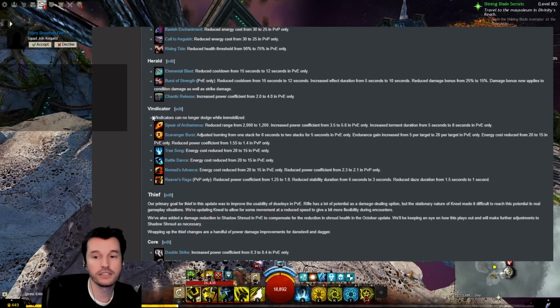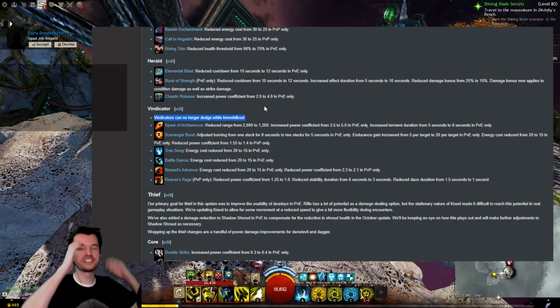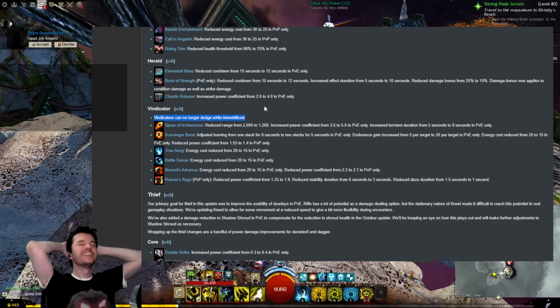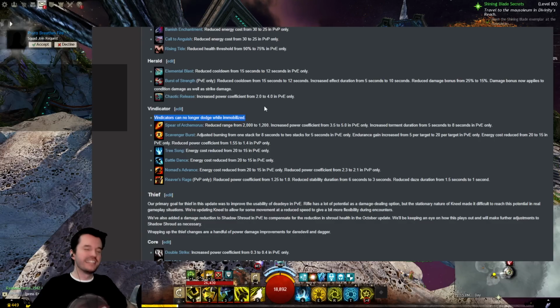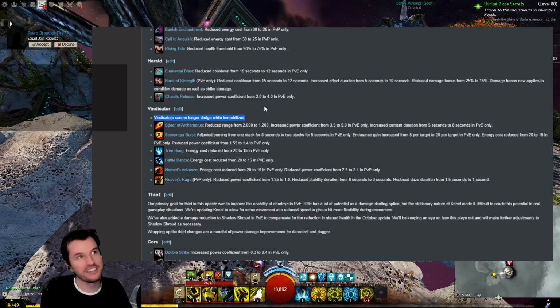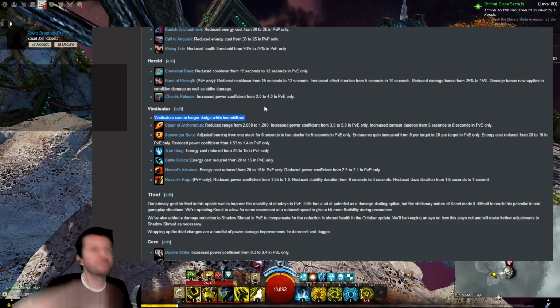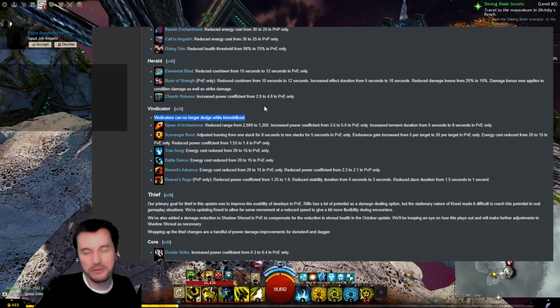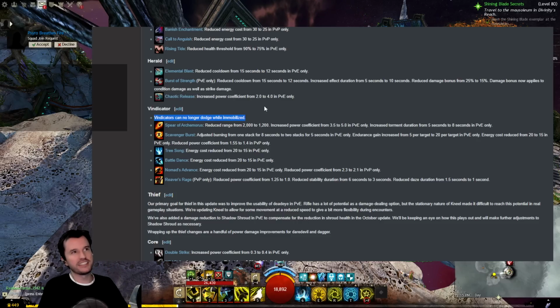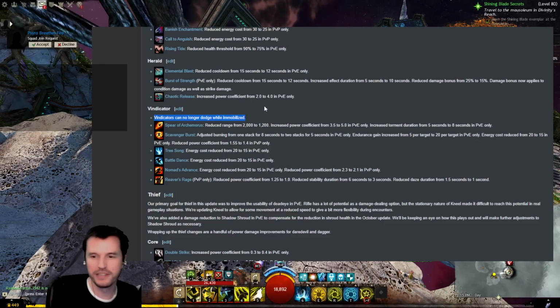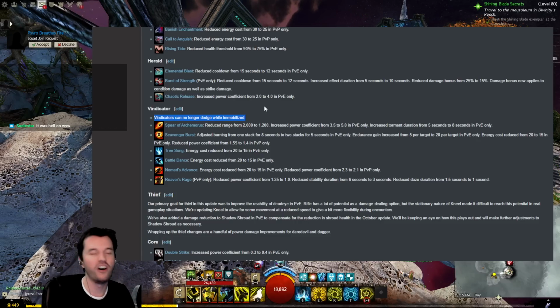Vindicators. So it's funny. As a Ranger main, the most exciting thing about this entire patch notes, I should say Ranger Engineer main, is this line to me. Vindicators can no longer dodge while immobilized. That was such horse crap. They were like, oh man, my feet are rooted to the ground. I can't move, but it's okay. I can keep jumping into orbit, you know, boing, boing, boing. And it was just like they could just spam evades until the immobilize wore off. It was awful to deal with.